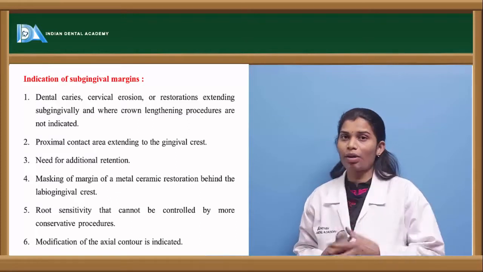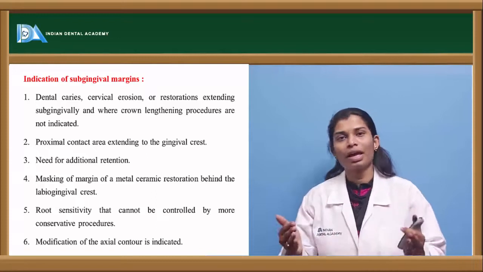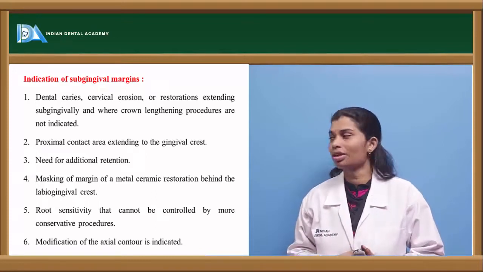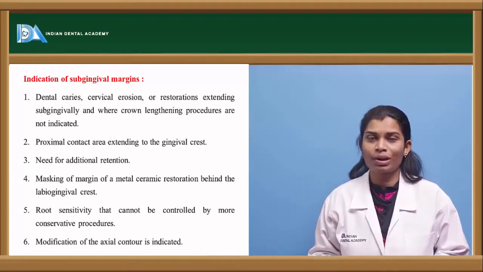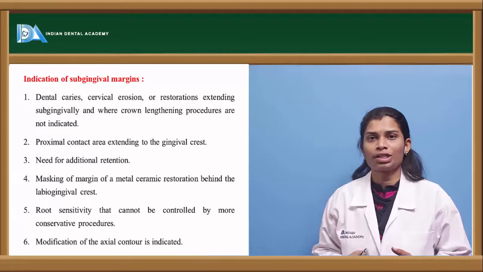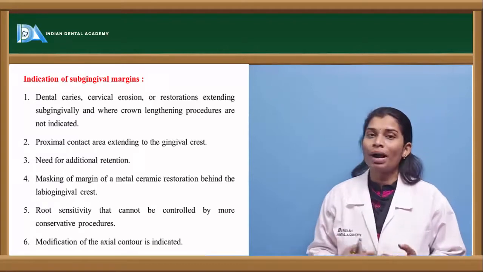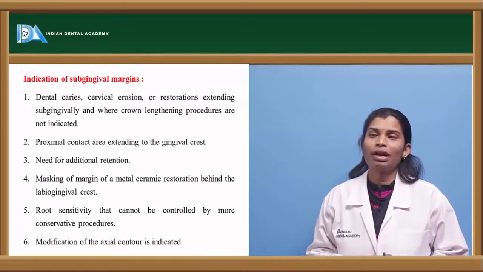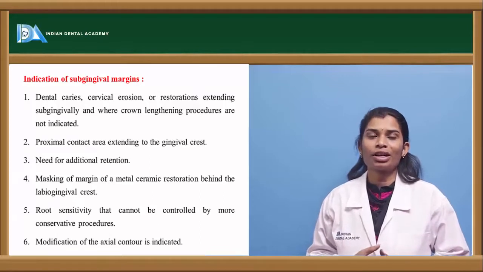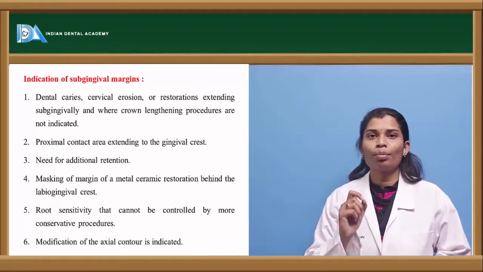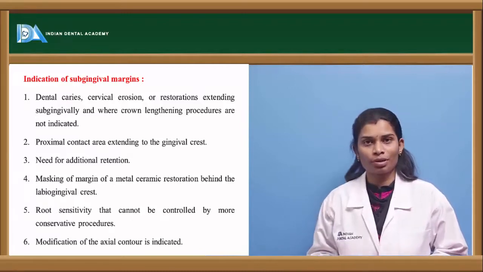Also, if the proximal contact is extending to the gingival crest, you obviously have to extend your margin to the subgingival tissues. And if there is any need for additional retention, like if the occlusogingival height is less after preparation, in such cases you have to go with subgingival margins. Next, if you have to mask the margin of a metal restoration, like a metal ceramic restoration in the anterior regions where the lip line is high, you have to mask the metal shoulder, so you have to extend the restoration subgingivally.